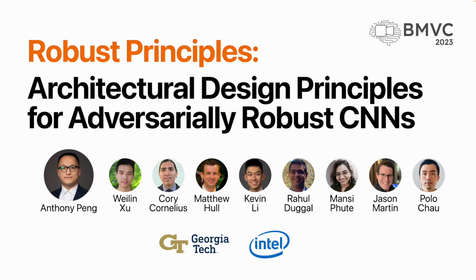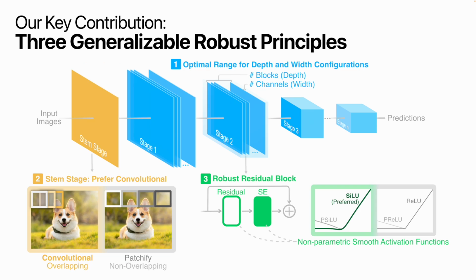I present our joint work with Intel where we discover 3 generalizable architectural design principles that enable adversarially robust CNNs. We call them robust principles. Specifically, these 3 principles are optimal range for depth and width configurations, preferring convolutional over patchify stem stage, and robust residual block design by adopting squeeze and excitation blocks, and non-parametric smooth activation functions.